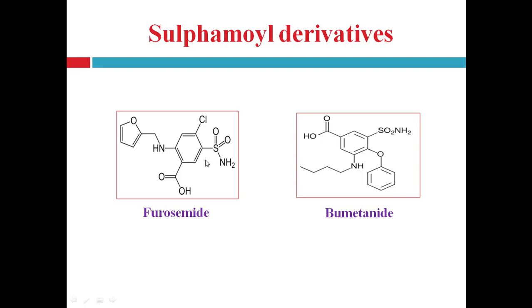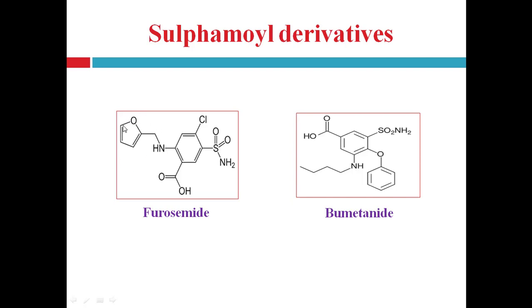The only difference is that in furosemide the Cl, that is the chloro group, is present, and here in bumetanide a phenoxy substituent is present in its place, right? And the second difference is the amine group, a secondary amine. Here also an amine, but both are differently substituted amines, right? Here a butyl amine is present, and here this amine nitrogen is attached to a methyl group, and that methyl group is again attached to the furan ring, right?